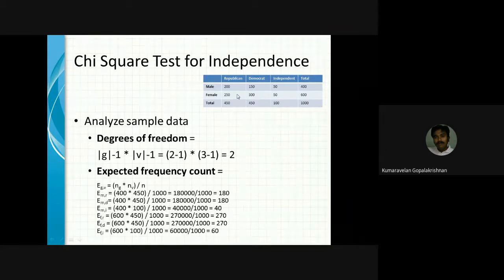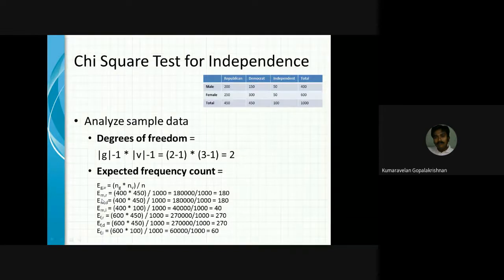Now, to perform a chi-square test, I have to find out the expected value. What is the formula for calculating the expected frequency count? The expected frequency count with respect to G comma V, this is my general formula: Ng into Nv divided by N. N is the total instances, Ng is with respect to rows, and Nv is with respect to columns.